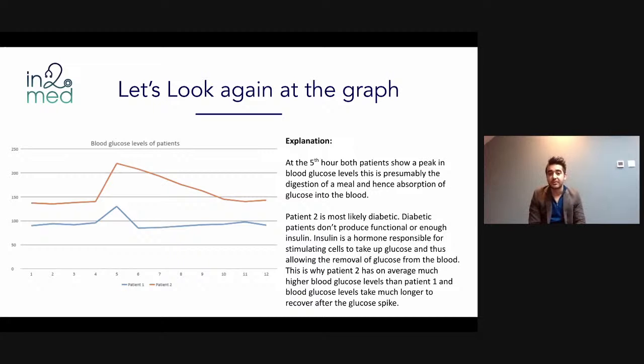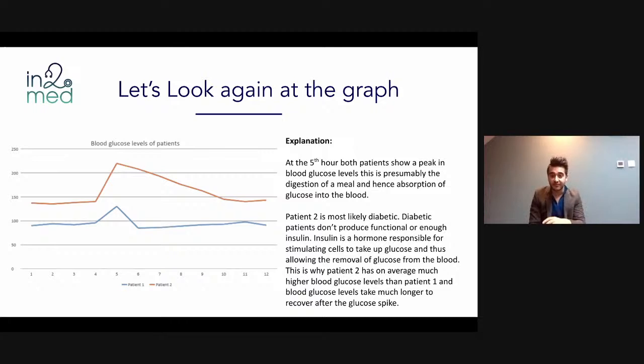Now, here's where you're offering the biological mechanism. You could say that patient 2 most likely has diabetes because their blood glucose is always at a higher level. But crucially, it takes longer for them to return back to their baseline. And that's because of a hormone called insulin, which is responsible for pushing glucose into cells. And what happens in diabetes is that your body doesn't make enough insulin, or the cells can't respond to it. And that could be the reason why patient 2 has, on average, a higher blood glucose, and it takes longer to recover after the glucose spike.